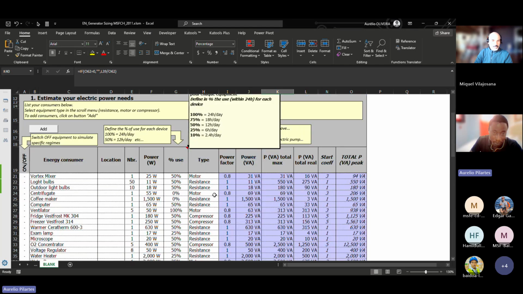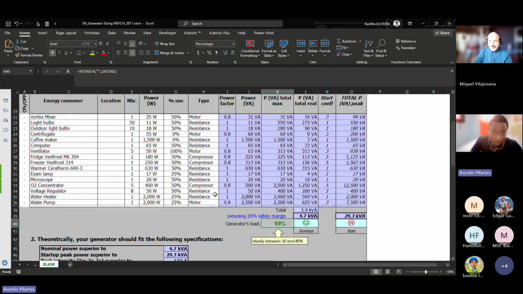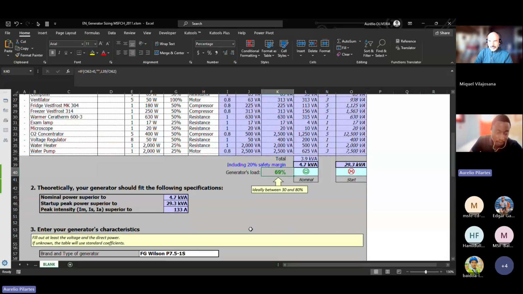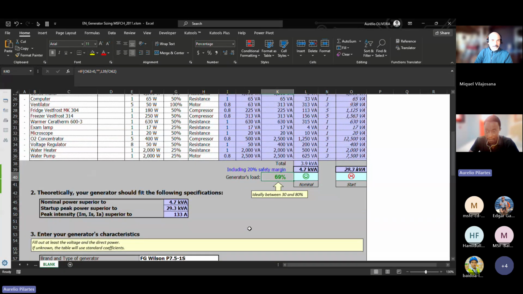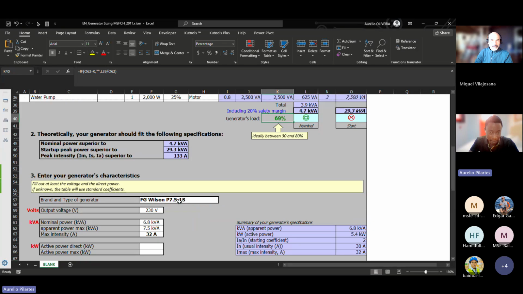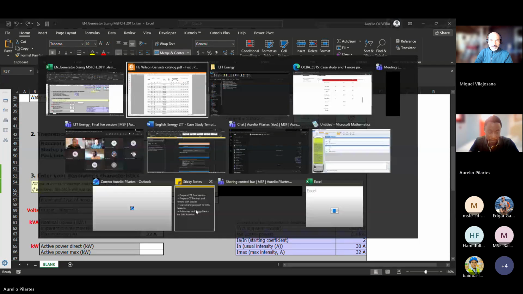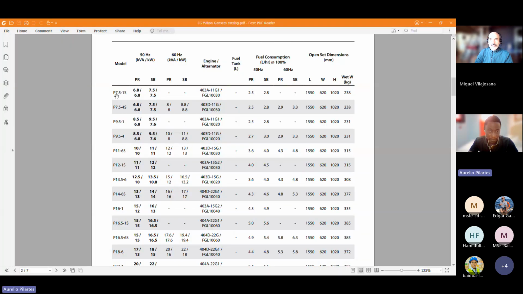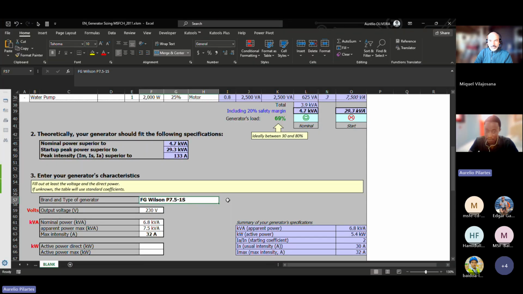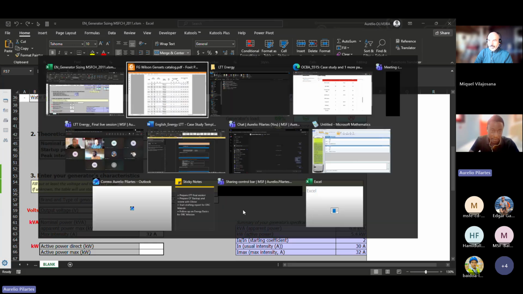Now that we know which power generator we are going to install, single phase and 1500 RPM, this is actually the model. The model of the generator here, FG Wilson P751S. This is the one we've chosen. Then we have the most important thing done for our scenario.